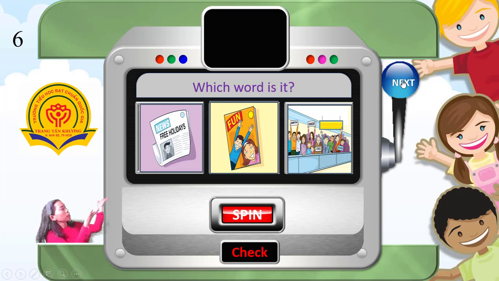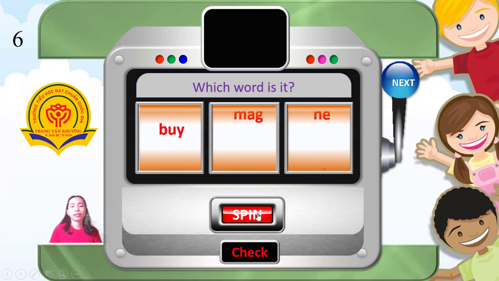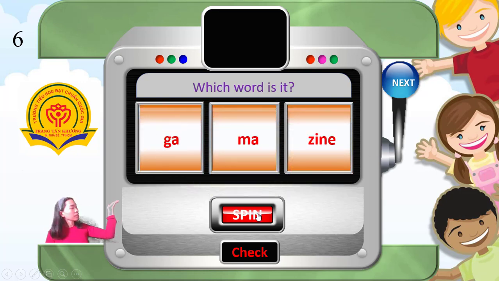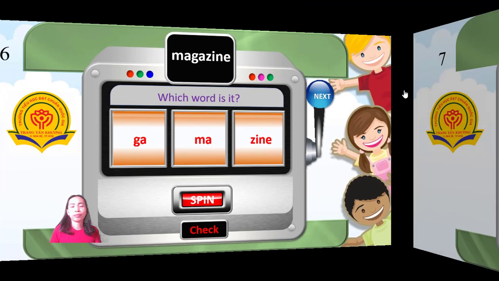You see the pictures: newspaper, magazine, and arrivals. So, can you guess what word it is? You have to look at the letters, right? Let me spin. And what word is it? It's easy, right? Magazine is magazine. Okay, the next one.